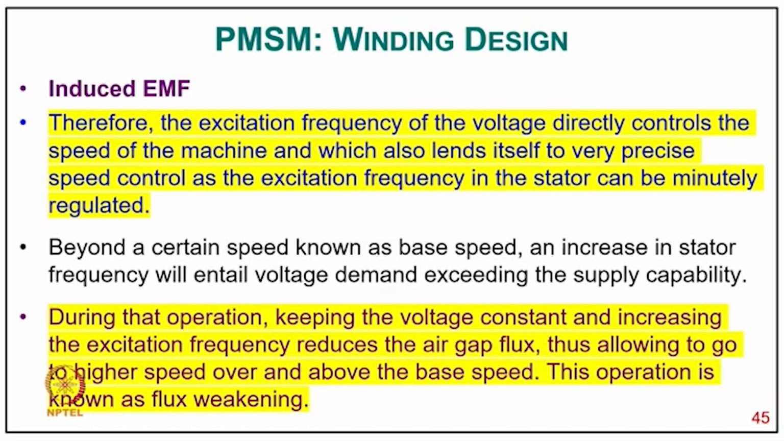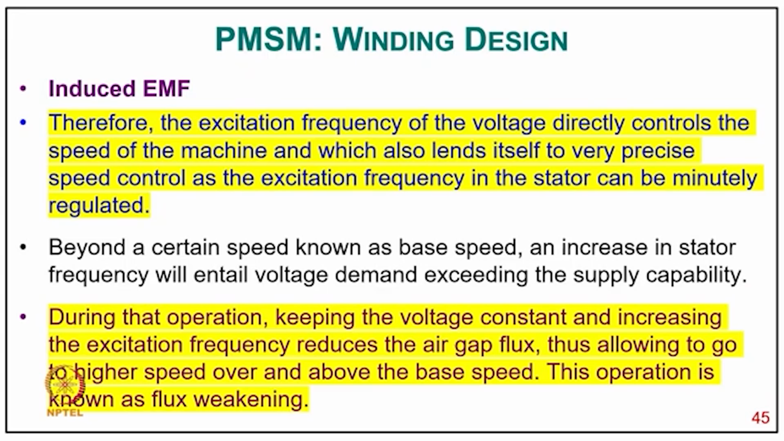Beyond a certain speed known as base speed, an increase in the stator frequency will entail voltage demand exceeding the supply capability. So during that operation, keeping the voltage constant and increasing the excitation frequency reduces the air gap flux, thus allowing the machine to go to higher speeds above the base speed.